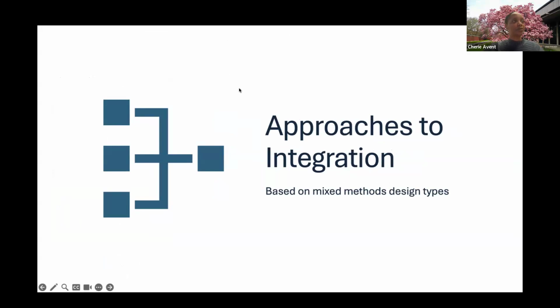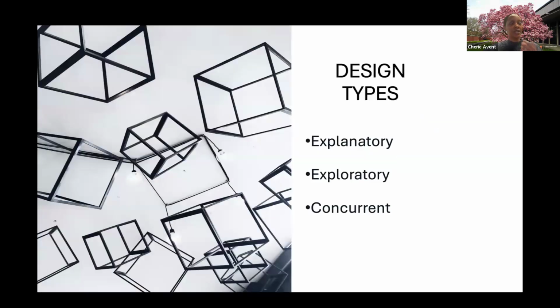Okay, so some approaches to mixed methods integration, and these approaches are happening at that methods level, and they are based on mixed methods design types. What I'll do first is just overview the different design types, and then we'll talk more about the various mixed methods approaches here. I am going to be talking about three mixed methods design types as it relates to integration. They are an explanatory design type, an exploratory design type, and a concurrent, also known as a convergent design type.